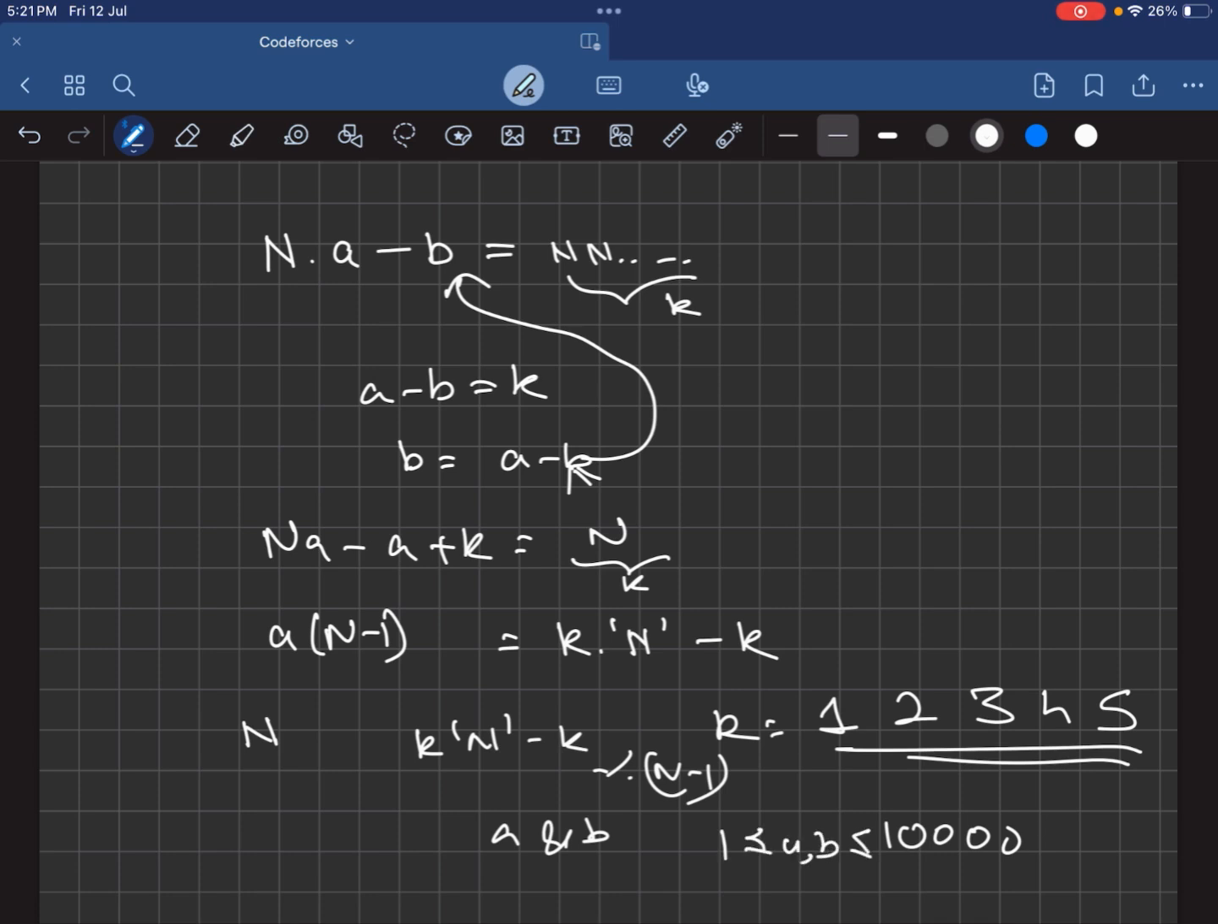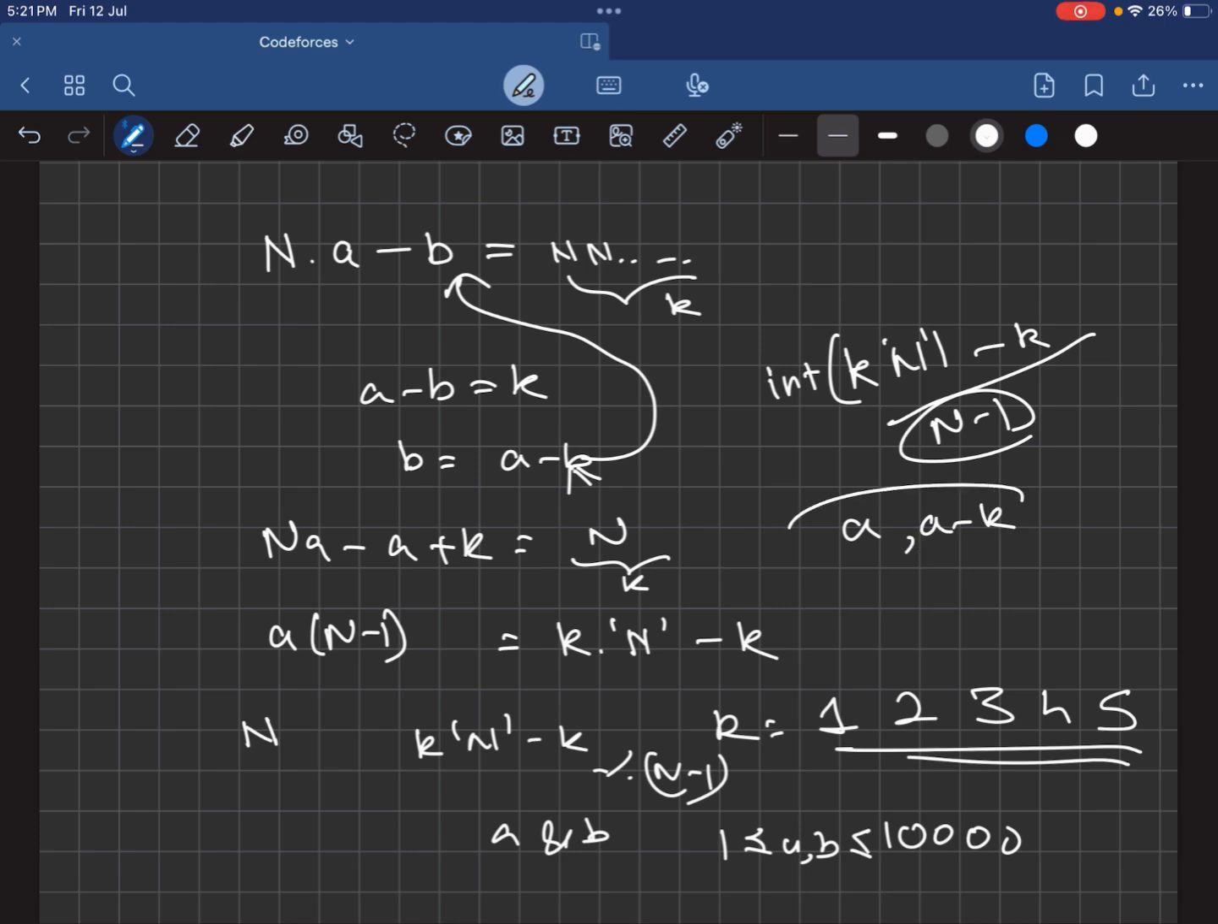Since both a and b lie between 1 and 10,000, if our n is 1 digit, we just need to check whether the integer form of k times n, minus k, is divisible by n minus 1 or not. If it is divisible, then whatever this number will be is our a, and since we know b is equal to a minus k, this number will be a bad test case.